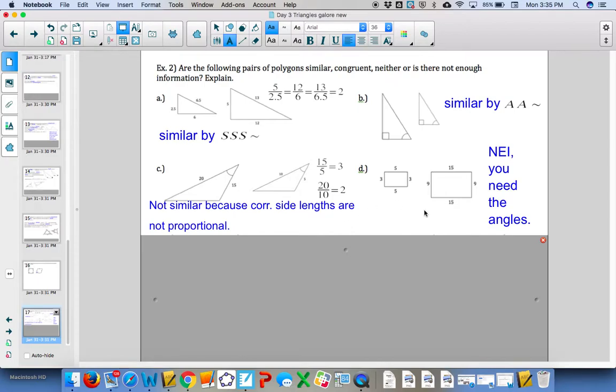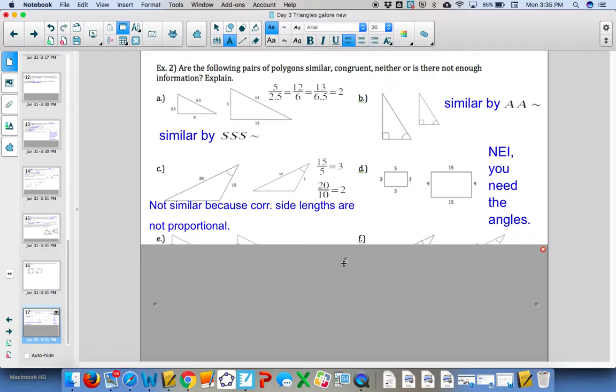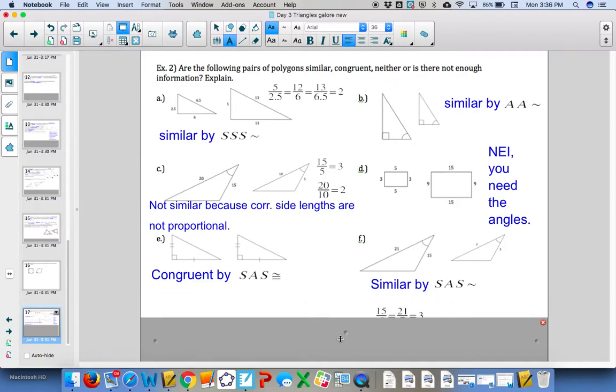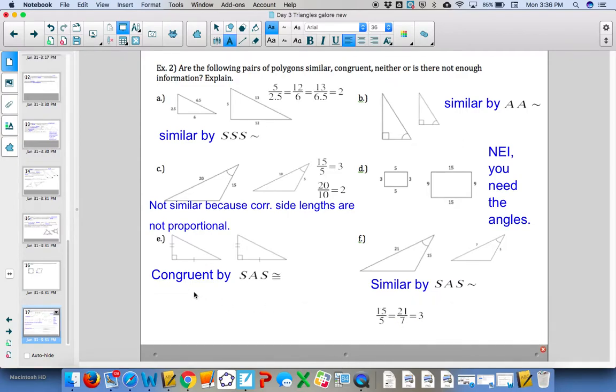And then on D, you don't have enough information. Side-side-side is only for triangles. So you can't tell whether or not these are similar because maybe this angle is 90 degrees and this is 91 degrees, and you really can't tell because we can't go off of looks and we don't have the measurements given. And then on E, these would be congruent by side-angle-side. I have two sides and the included angle that are congruent to each other.